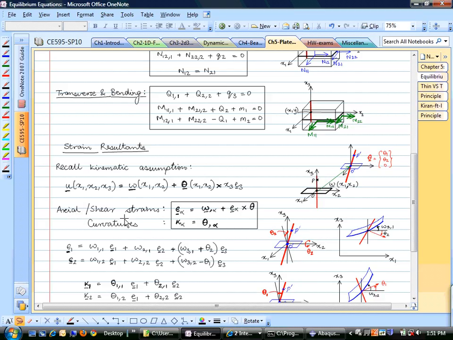So you can define these strains, axial strains and curvatures. In beam theory, if you remember, we said that the curvature was theta prime. And in plate theory, we have theta comma alpha, which means d of this theta vector taken with respect to E1 and E2. Those are the curvatures, and actually these should be vectors. This curvature is a vector. This theta is a vector.